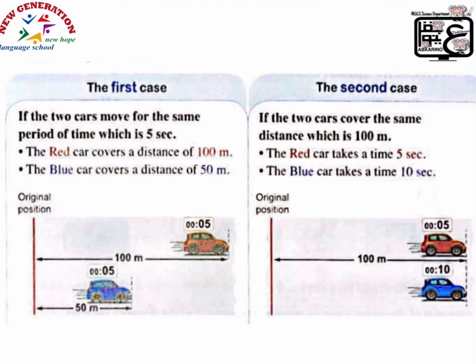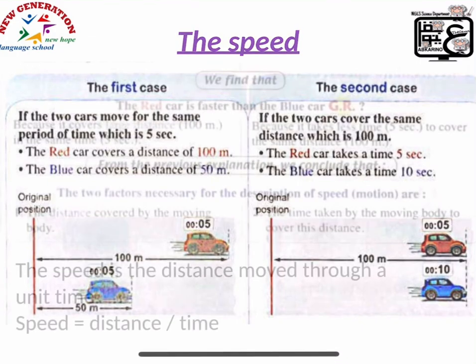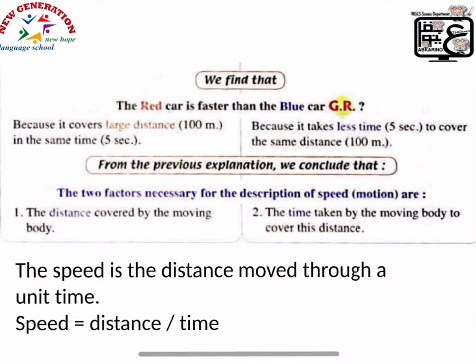In the second case, the red car takes a time of 5 seconds to cover 100 meters, and the blue car takes a time of 10 seconds. Which one is faster? So here we will speak about speed. The red car is faster than the blue car. Why? Because it covers a large distance, 100 meters, in the same time, 5 seconds.